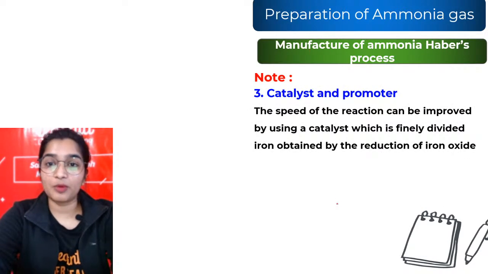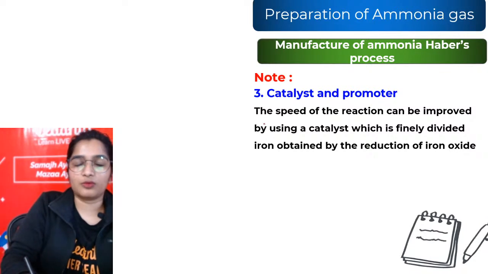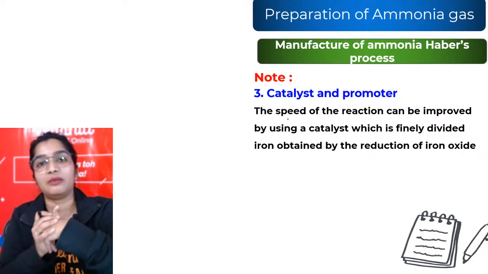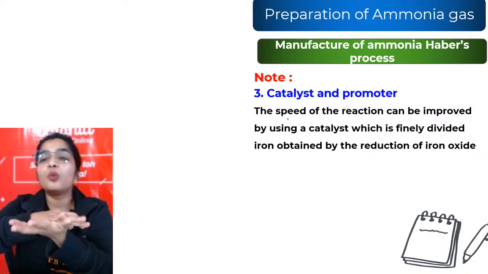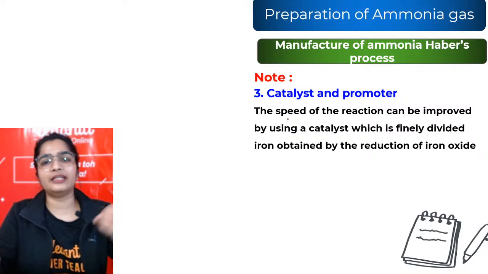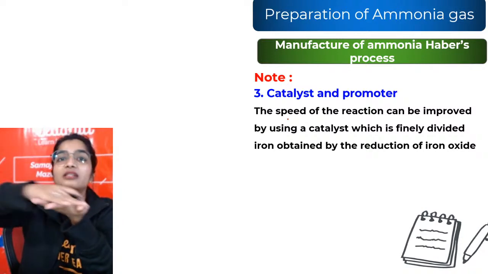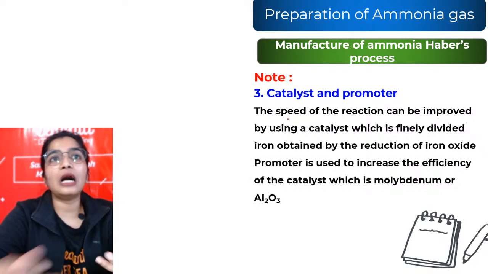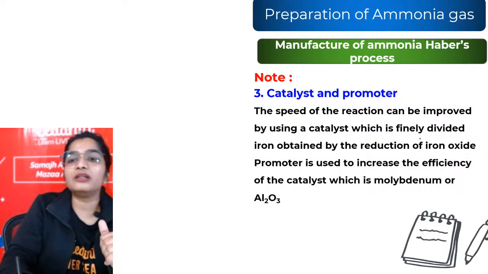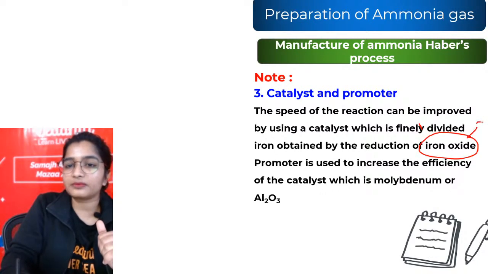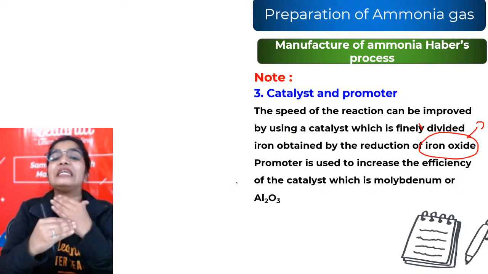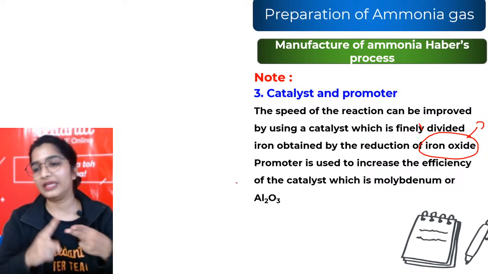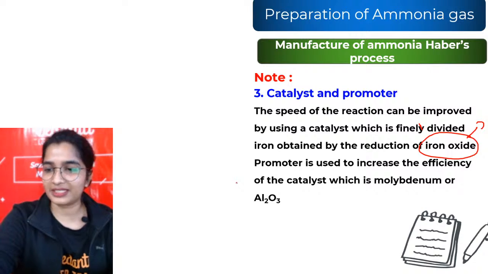So catalyst and promoter. So what is the use? What is the role of catalyst? The speed of the reaction, the rate of the reaction can be improved by using a catalyst. So why are we using the finely divided iron? Because there will be higher surface for the reaction to take place, right? So how do you get the iron? Is by the reduction of iron oxide. And promoter is used to increase the efficiency of the catalyst. So either you can use molybdenum or Al2O3, that is aluminium oxide.